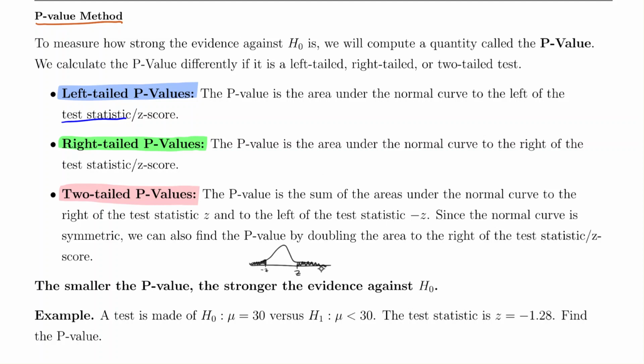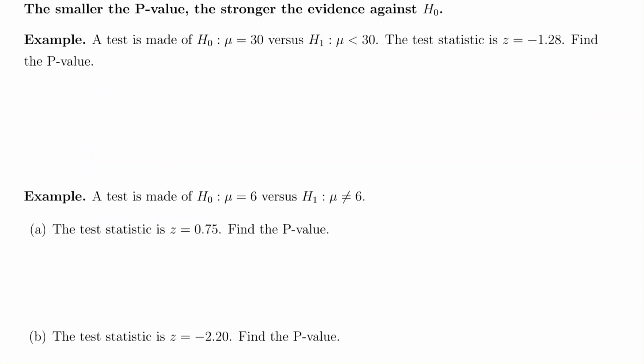Now, instead of calculating these separately, one thing we can use to our advantage is that the normal curve is symmetric. So we could also just find the area to the left of negative z and then double that area, and we'll get the area to the left plus the area to the right. And one key detail to keep in mind is that the smaller the p-value, the stronger the evidence we have against our null hypothesis.